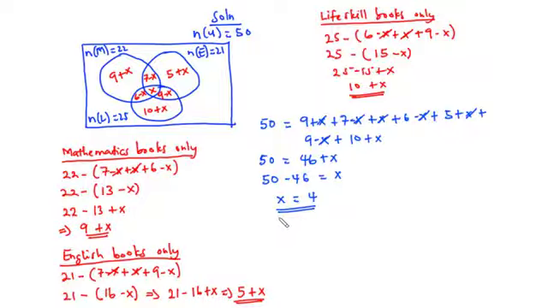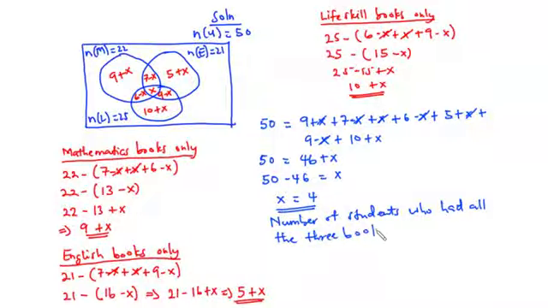So the number of students who had all the 3 books is 4. So we've been able to answer the A part. Now let's solve for B. That is the number of students who had exactly 2 books.